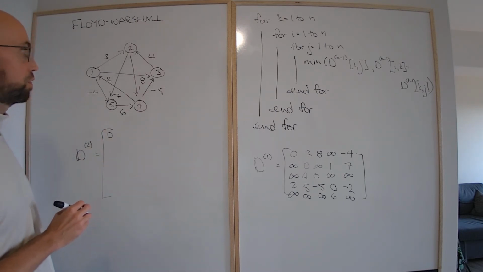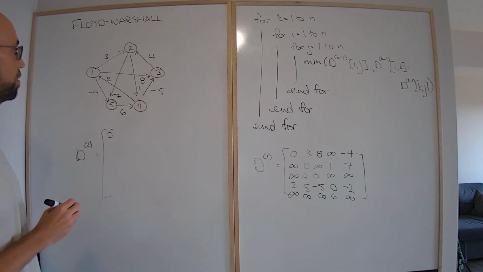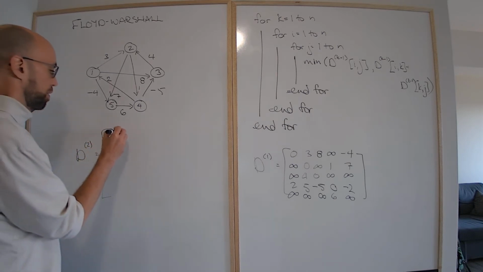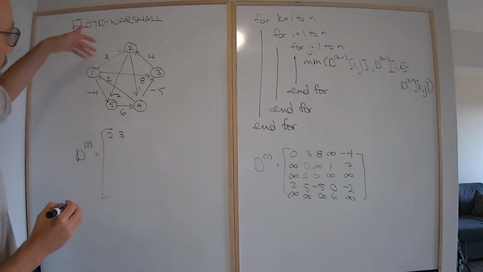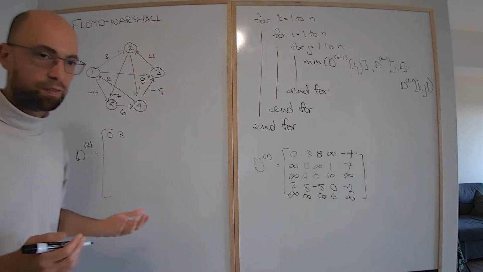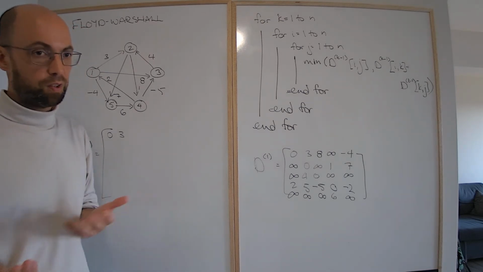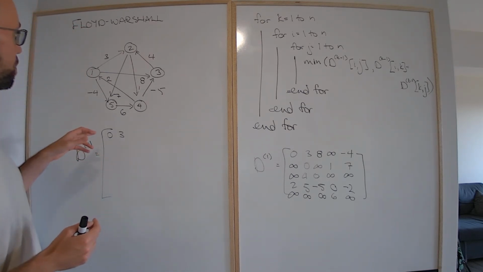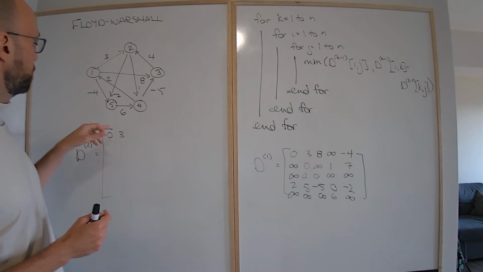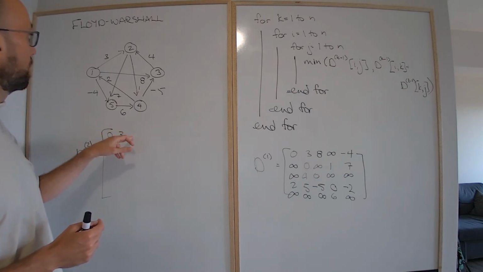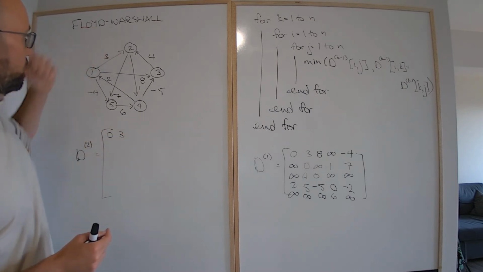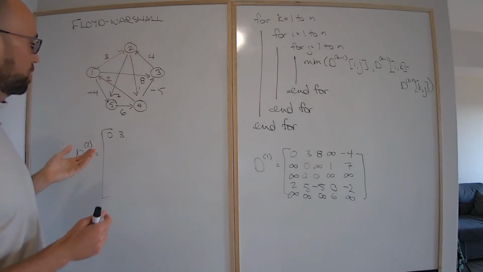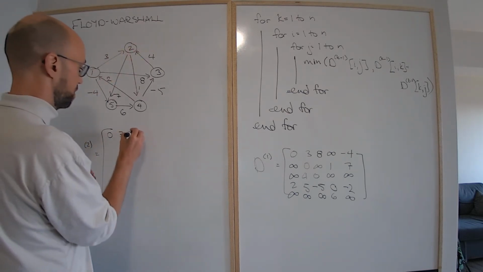What is the cost of going from 1 to 2 when you're allowed to use 1 or 2 as well? This is still 3. So allowing yourself to use 1 and 2 as intermediate vertices doesn't change the cost of going from 1 to 2. What's the cost of going from 1 to 3 when you're allowed to use 1 or 2 as intermediate vertices? Well, you can't get from 2 to 3, so this is still going to be 8.